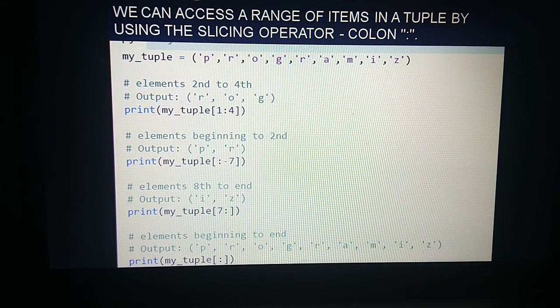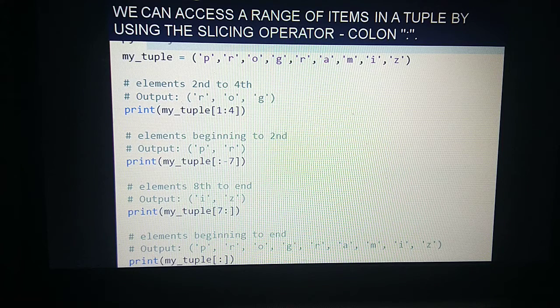Slicing. Now the slicing concept, I think you are very much familiar with it. What is slicing? My tuple, these are the values, as you all know. my_tuple[1:4], that means 1 colon 4 means what? Second, third and fourth, that is first, second, third index elements, 4 is not included.